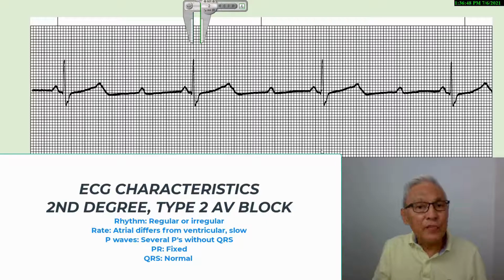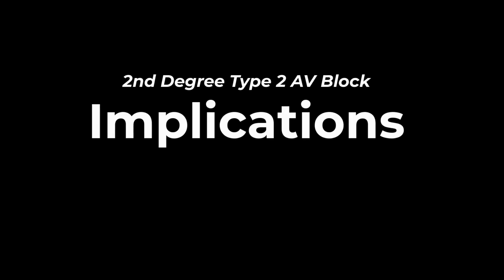P waves. The P waves are present, but many P waves do not have a QRS complex, and therefore there is a block. The PR interval. The PR intervals are all the same. They're fixed, and this is the hallmark of a second-degree AV block type 2. The QRS complex is normal in this particular instance. Although second-degree AV block type 2 is less common than Mobitz 1, it is a more serious rhythm. Mobitz 2 is going to be serious because it leads to a decrease in the heart rate.